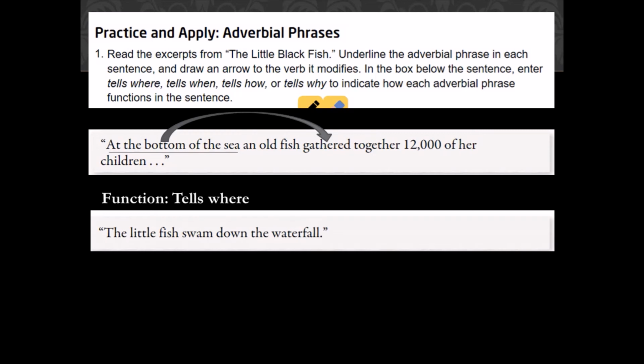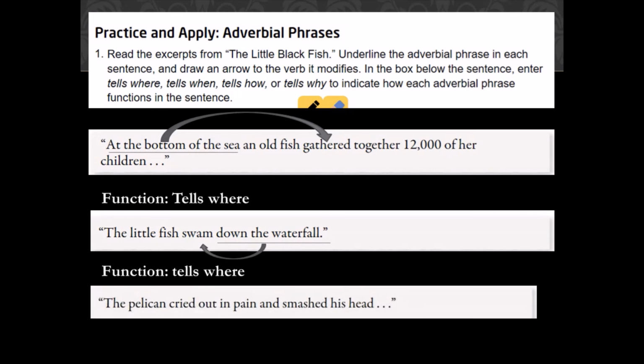How about the second sentence? The little fish swam down the waterfall. Can you guess what is our adverbial phrase? That is down the waterfall. Very good. And it modifies the word swam. Alright, swam is our verb which is modified by down the waterfall. What do you think is the function of our adverbial phrase here? Alright, it tells where.